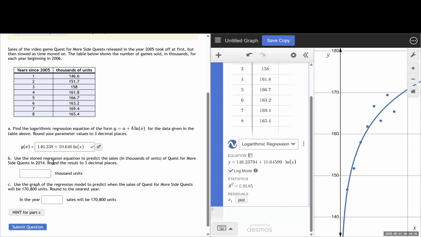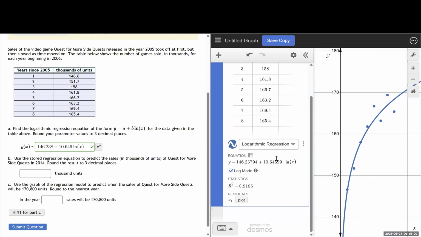Now I'm going to use the stored regression equation to predict the sales in thousands of units of Quest for More Side Quests in 2014. So in other words, I want to evaluate this regression equation to predict the sales in 2014. So what should the input value x, my independent variable, be in order to find the function value for the year 2014? Well, 2014 is 9 years since 2005. So I'm going to use x equal 9.